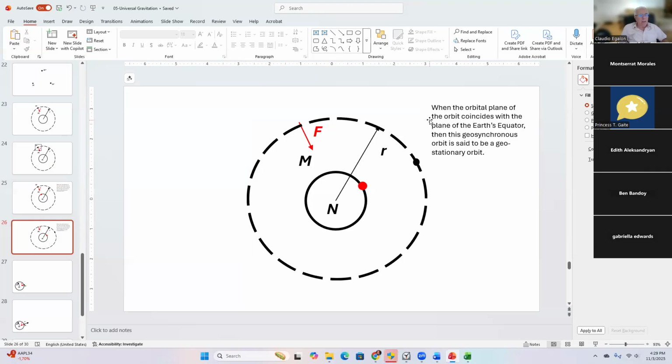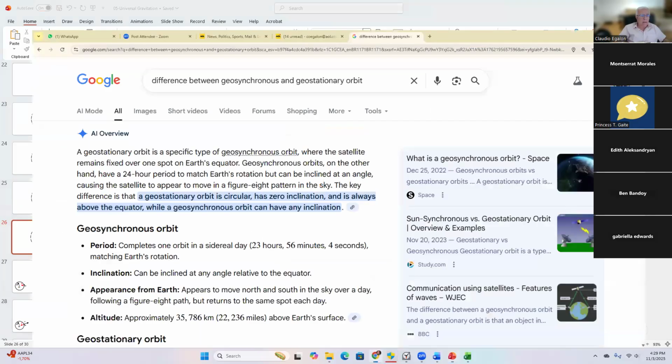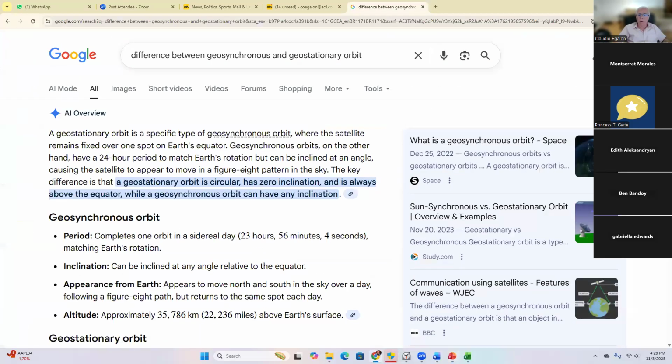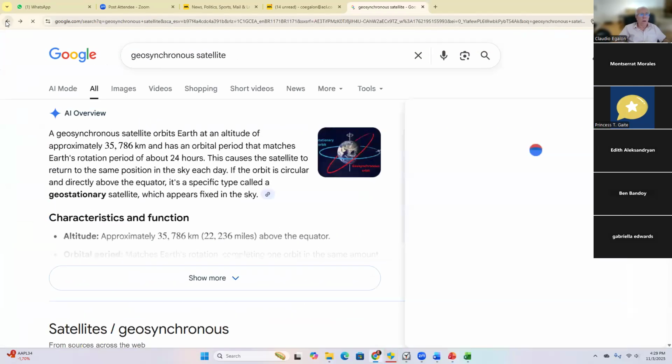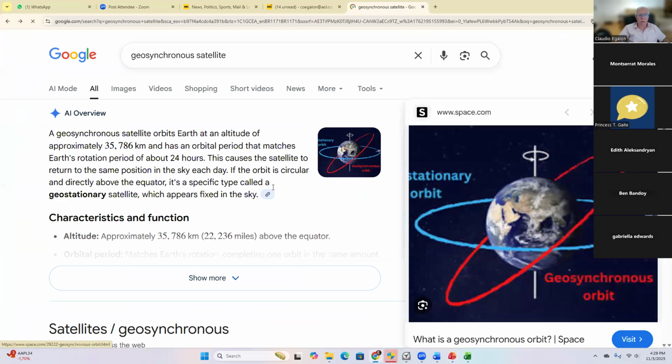Okay. Now, what about other geosynchronous orbits? Another geosynchronous orbit is an orbit in which the orbital plane does not coincide with the equator. It's a little bit inclined, okay? And we have an illustration, not this one, the other one. Here you go. We have this illustration right in here.